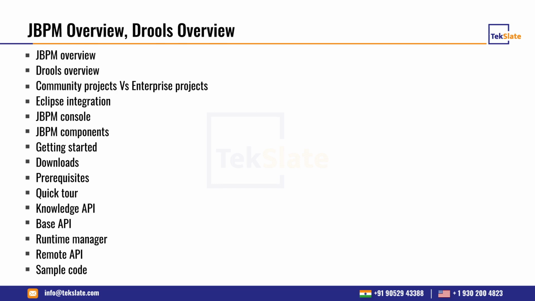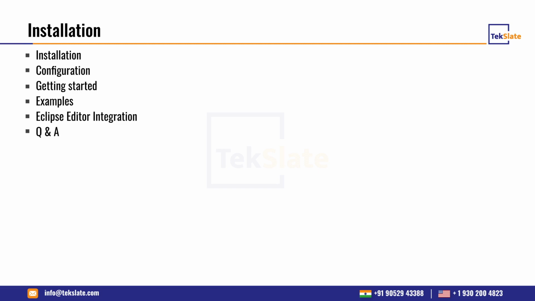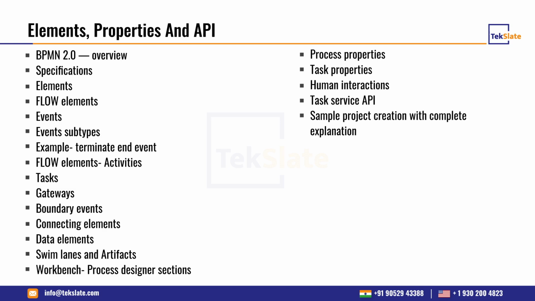We'll go through some topics. What are the topics we are going to cover in detail? In the jBPM overview and Drools overview, we are going to cover jBPM, Drools, and the community project with enterprise projects and Eclipse integrations. These are all low-level points we are going to cover. During installations, you will get to know the software requirements, tools, and applications you need to have on your machine. And the elements, properties, and APIs are nothing but all the components.